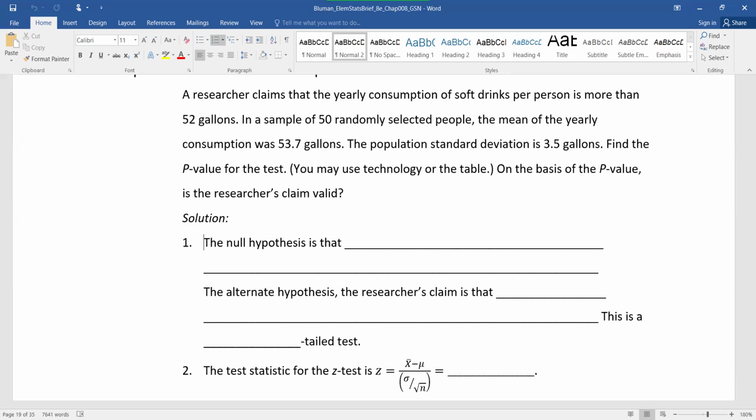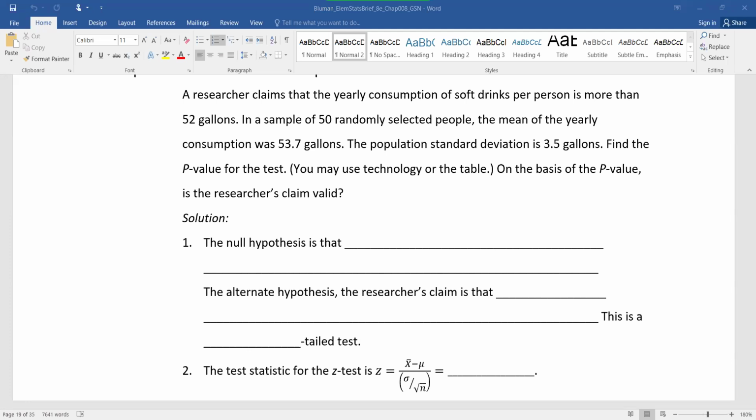You must use technology or the table, and on the basis of the p-value, is the researcher's claim valid? So step 1, the null hypothesis is what? The null is always going to be equals, because that's what we test.